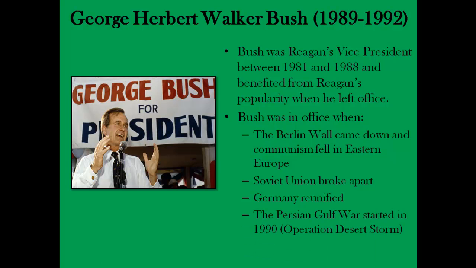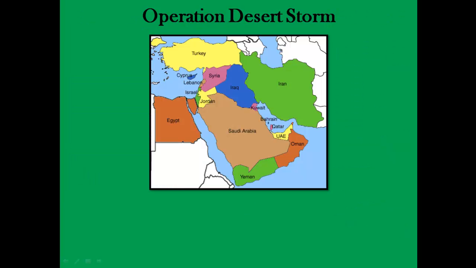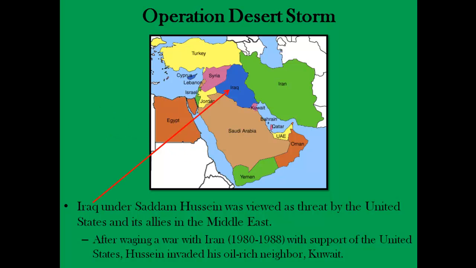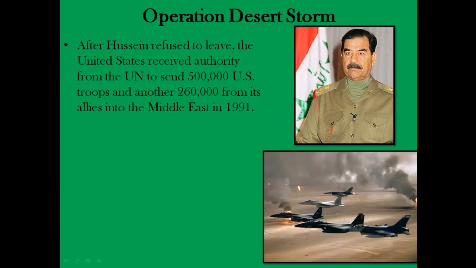And the Persian Gulf War, codenamed Operation Desert Storm, would take place. As the leader of Iraq, Saddam Hussein was viewed as a threat by the United States in the Middle East. Hussein had waged a war with Iran with support of the United States during the 1980s. But in 1990, when Iraq invaded oil-rich Kuwait, the United States would spring into action. The United States would send 500,000 troops into Iraq alongside 260,000 troops from its allies in the region.